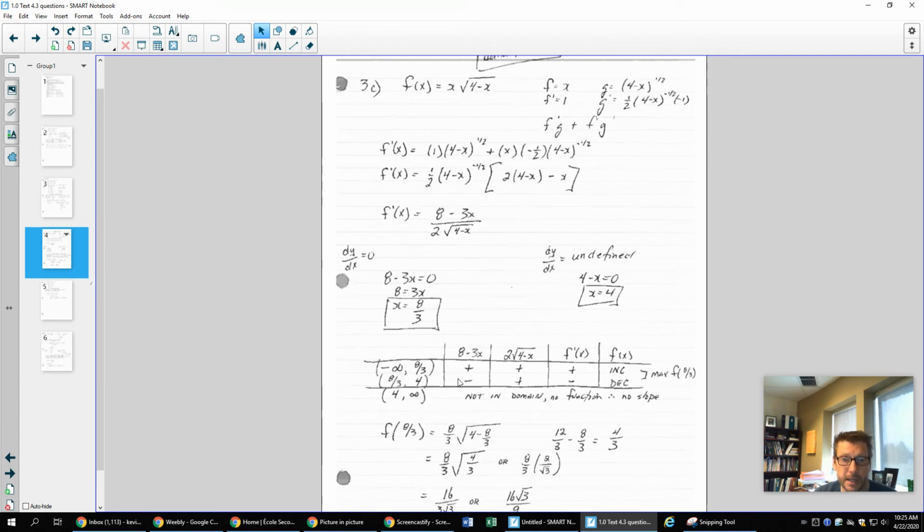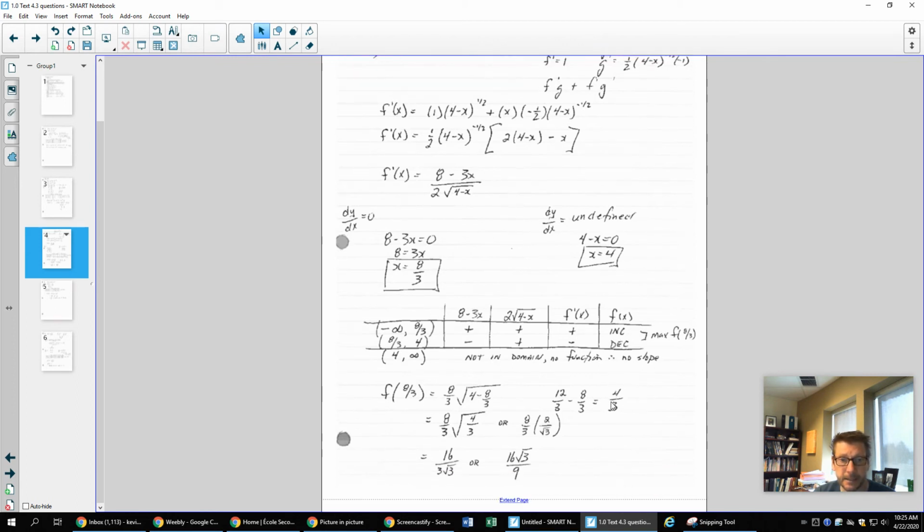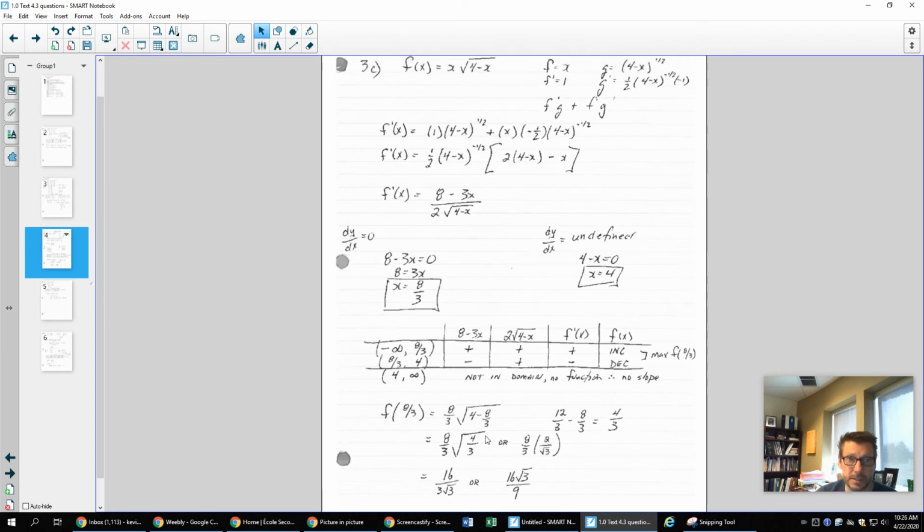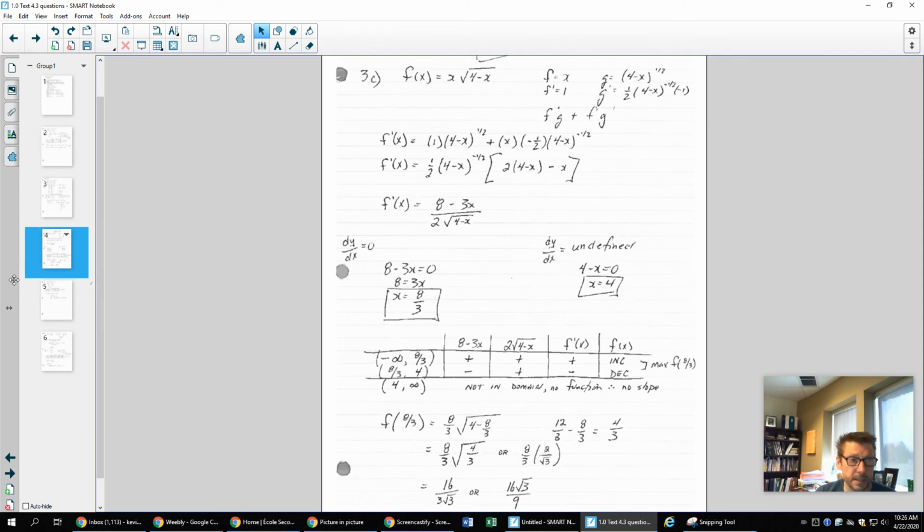Your function, again, what makes it an increasing function is when it has a positive slope. It's a decreasing function when it has a negative slope. And 8/3 then should be a maximum value. So you put 8/3 into your function, do some nice fraction work. 16 over 3 root 3 is a good answer, or 16 root 3 over 9 is a good answer as well. There's only one radical in either one of those. So again, there's example 3C.